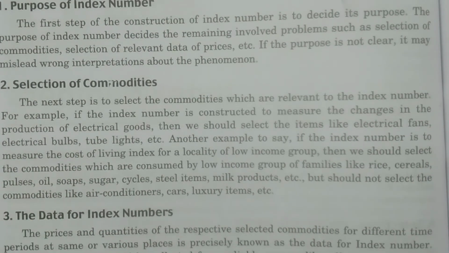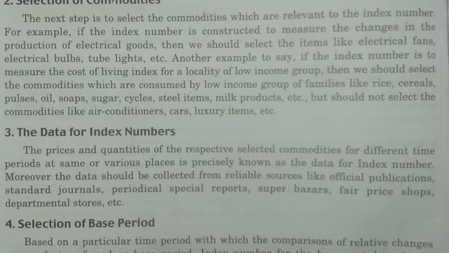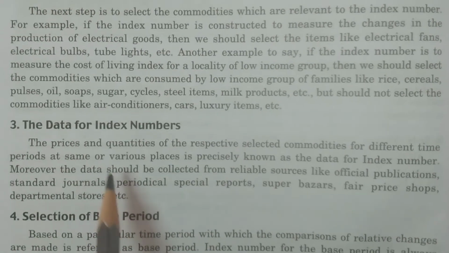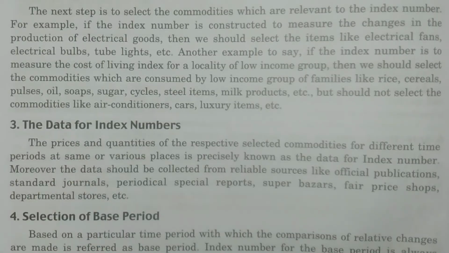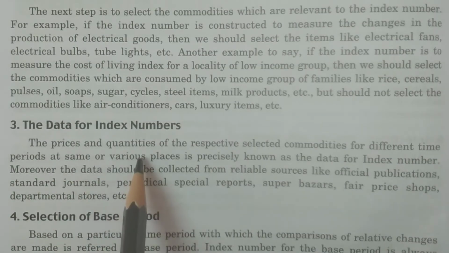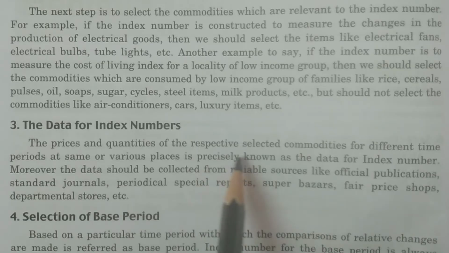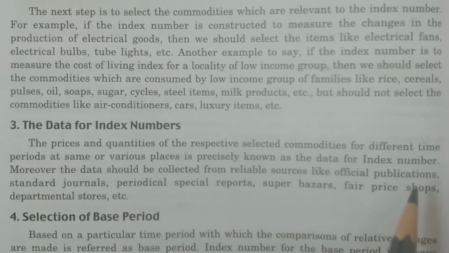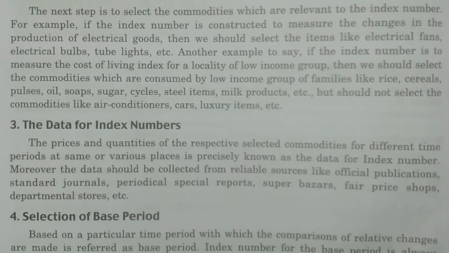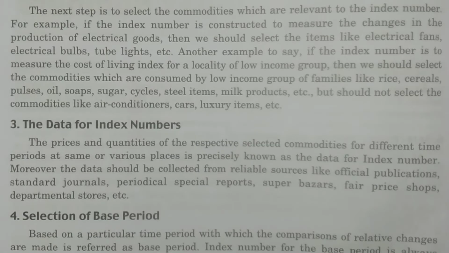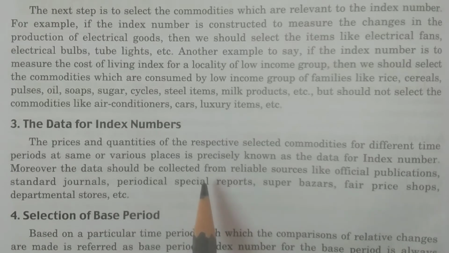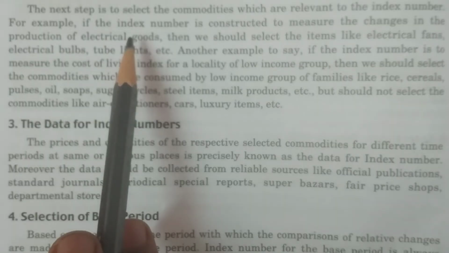Next one, the data for index numbers. What is meant by data? Data means simply the prices and quantities of the respective selected commodities for different time periods at the same or various places, which is precisely known as the data for index numbers. Or simply, it is to specify the prices and quantities of the selected commodities. The commodities are already selected in the second step.